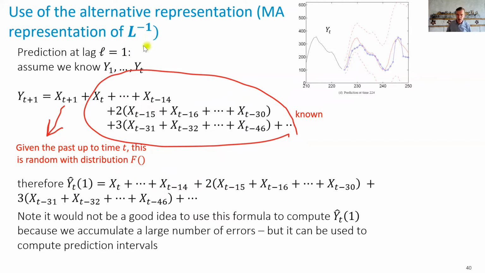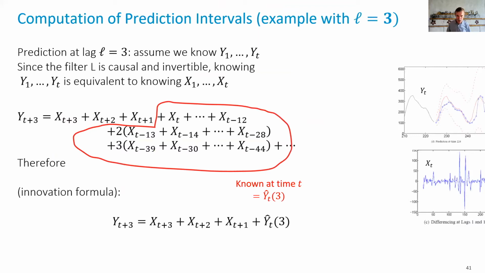And if L is exactly the differencing filter, we see that this is an infinite series with coefficients that grow. They don't grow exponentially fast. We're just at the boundary of stability, but L-1 is not a stable filter. It's not a very unstable one. It grows mildly, but still, it's not a good idea to use this formula. That might lead to floating point problems. However, it's a good idea to use it in a theoretical way to obtain prediction intervals using this trick here.